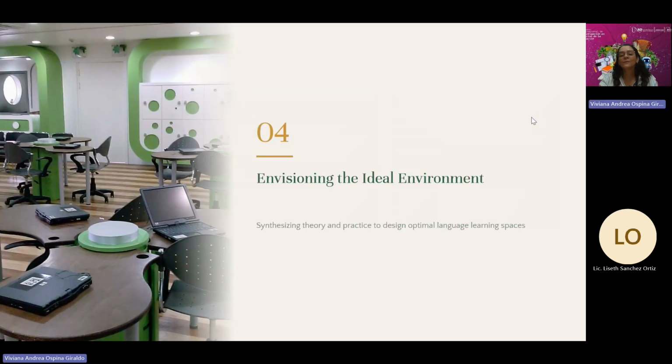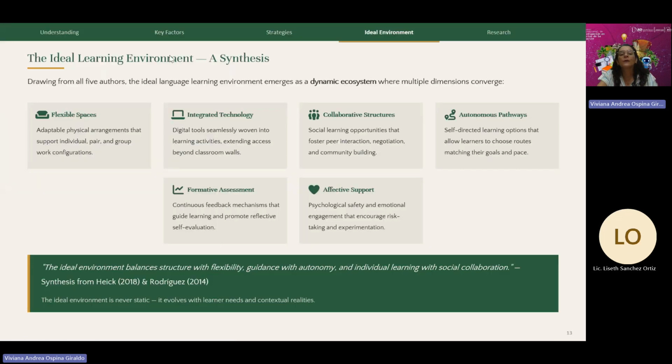Okay. Here we have envisioning this ideal environment. We all envision ideal environments that we wish we could have. And these ideal environments that I would like to synthesize here is to have flexible spaces. We need to have adaptable physical support, whether it's individual or group work or in pairs. But I need to be able to flexibilize my teaching. I need to integrate technology.